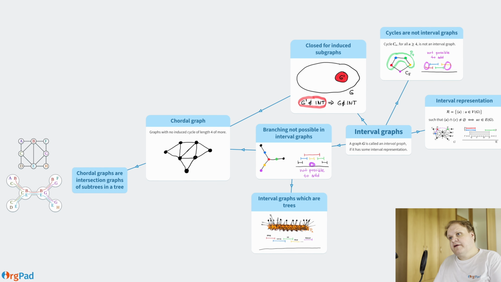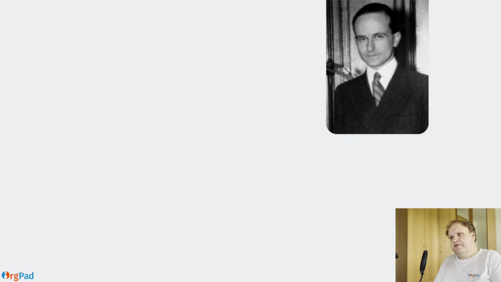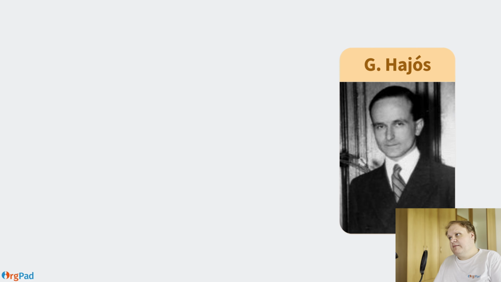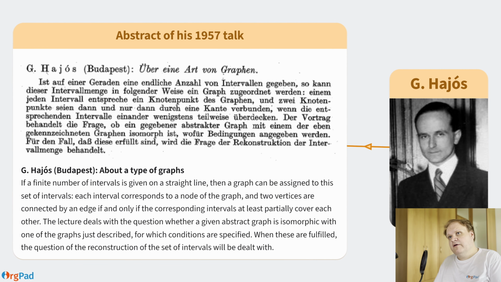Before we go any further, let's take a look at the origin of interval graphs, how they were actually discovered in history. They were first considered by the Hungarian mathematician Hajós, who introduced them in his 1957 talk, which we don't know what was there exactly. We just have an abstract from this talk, which I have translated from German if you're interested. But both the motivation is not clear and also what actual results were presented.